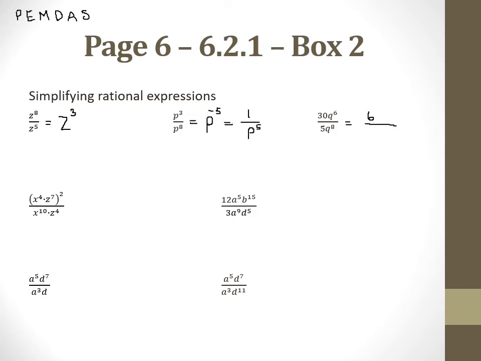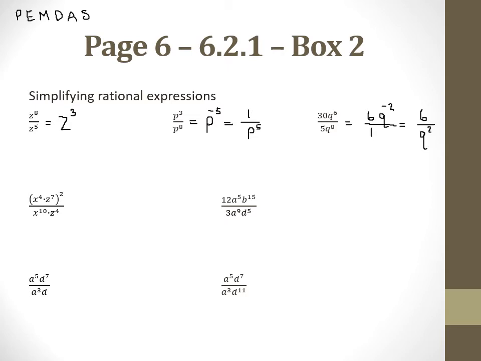And then we also need to simplify q to the 6th divided by q to the 8th. Again, we use the subtraction rule. When you are dividing, you subtract the exponents. 6 minus 8 is -2. So this will become q to the power of -2. And now, since we have that negative exponent, we want to switch this to the bottom of the fraction. That becomes 6 over q to the 2nd.